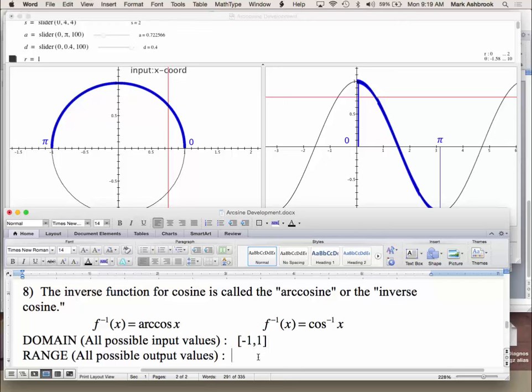Okay. Range. All possible outputs. 0 to pi. Because the range, what the output is, is the angle measure, right? Angle measures could be from 0 to pi.